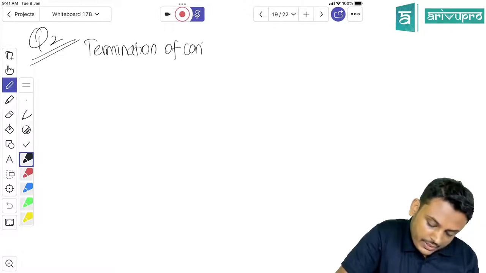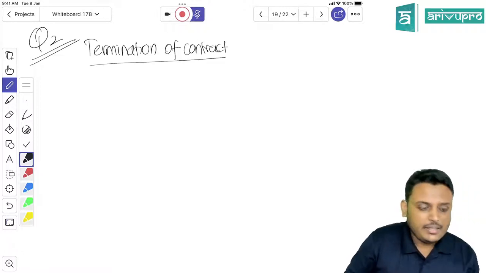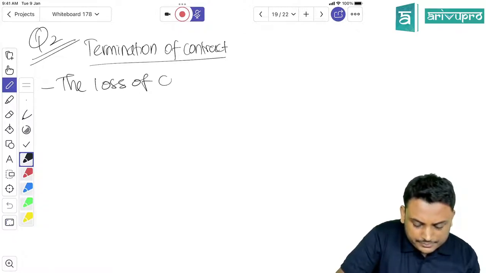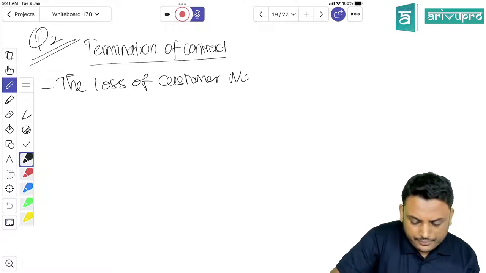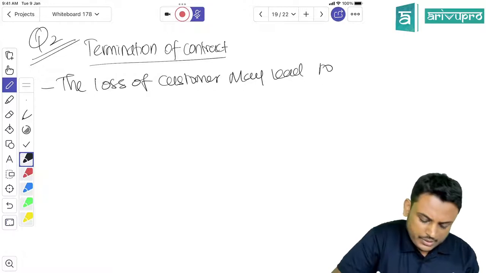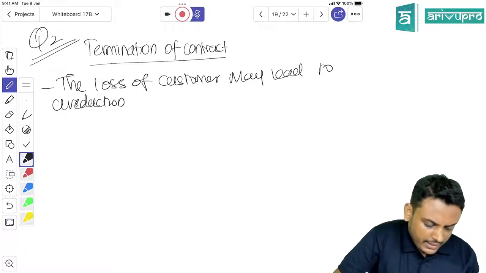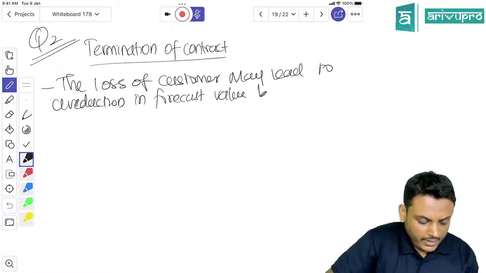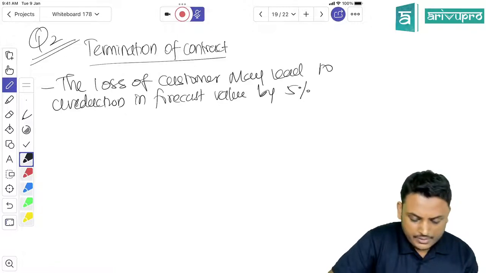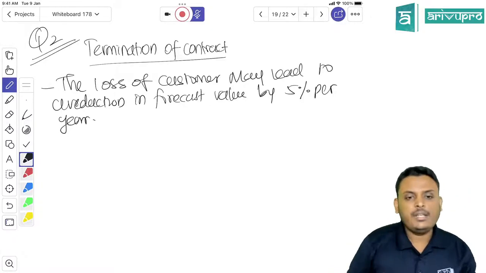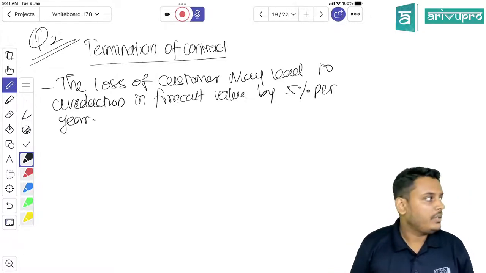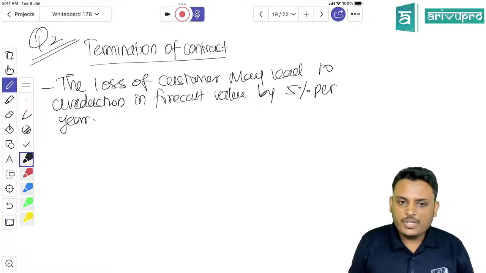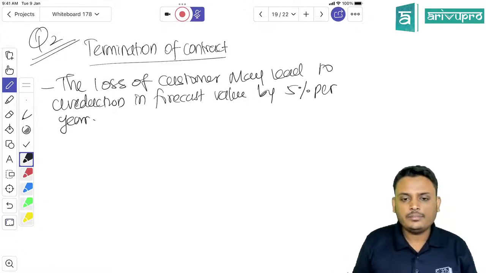Termination of contract. So if I take the termination of contract, right? See, the loss of customer may lead to a reduction in forecast value by 5% per year. So obviously, 5% income is generated by this customer after the acquisition, or after the contract expires. He said he's not going to continue. Which means your forecast needs to be reduced by 5%.